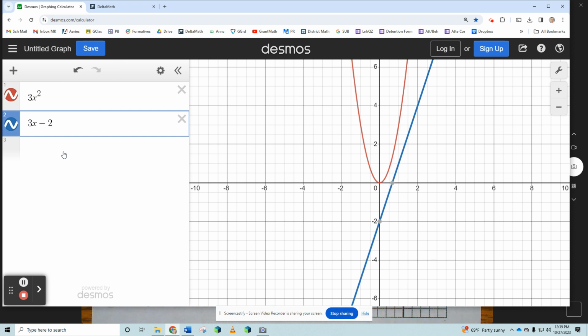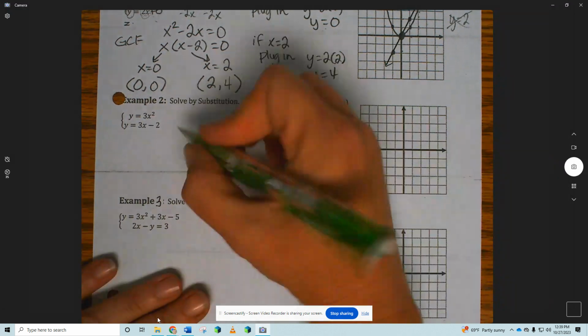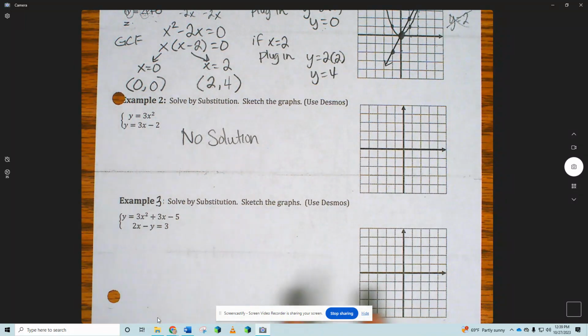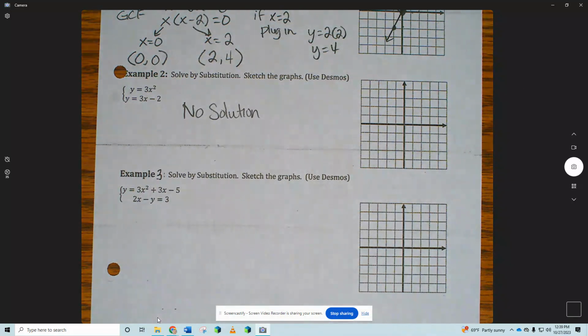Okay, so where do they intersect, you guys? They don't. They don't intersect. No solution. So I'm going back to my paper. No solution. Okay. Now let's do example 3. Please plug those two equations in. Go ahead.